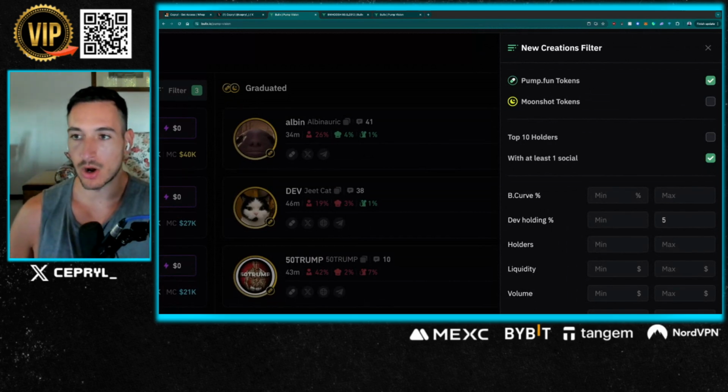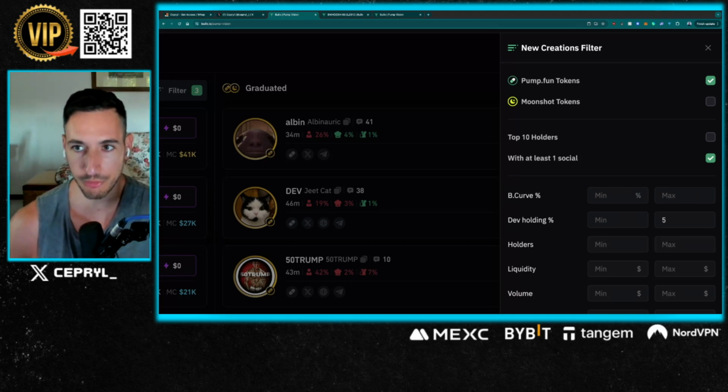I don't like Moonshot at all. If you are not familiar with Moonshot, it's essentially like Pump Fun, but it's the version of Dex Screener, so it's fully operable through Dex Screener. It's way riskier than Pump Fun in my experience.